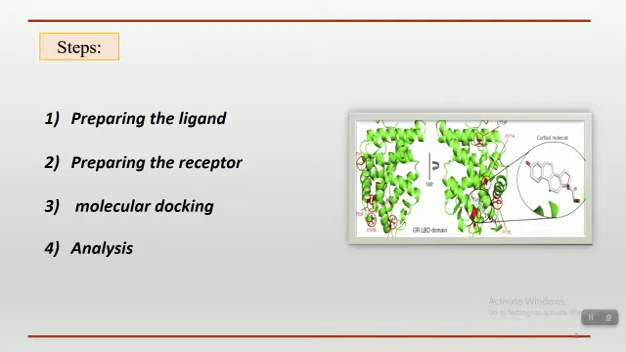The docking of protein-ligand is a process with four general steps. First, preparing the ligand. Second, preparing the receptor. Third, doing molecular docking. And fourth, analysis. Following, we will see this process for cortisol and the glucocorticoid receptor.